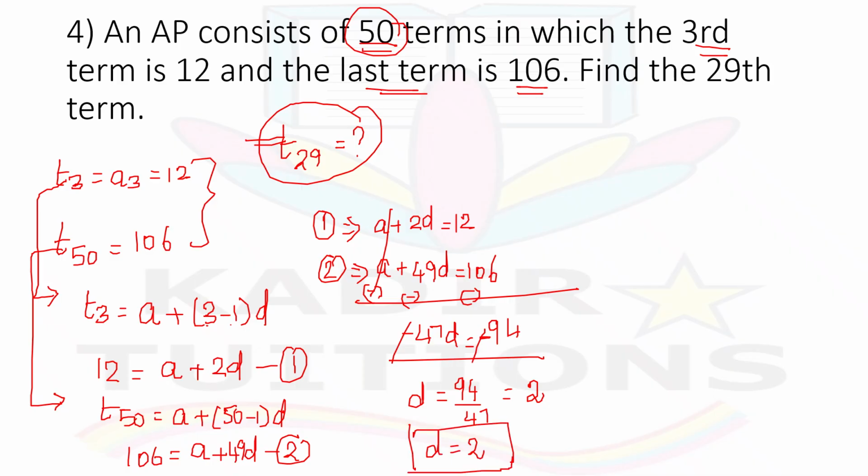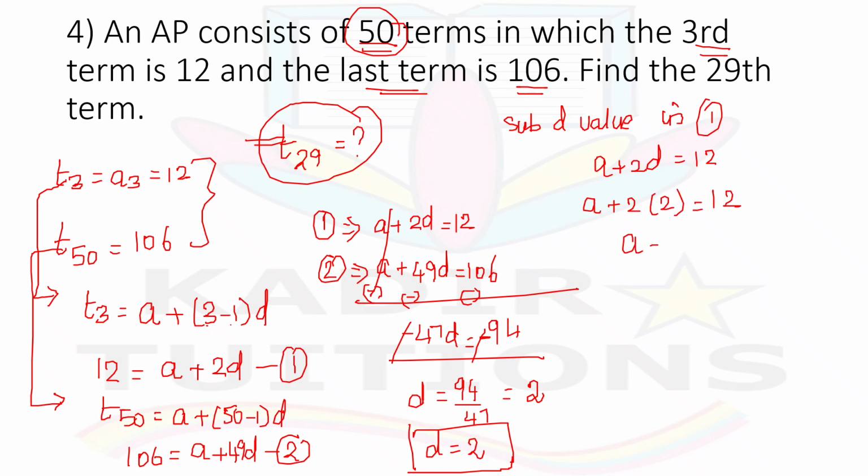So now using this value, we can substitute D value in equation 1. So what is our equation 1? A plus 2D equal to 12. In that A plus 2 into D value is 2, which is going to be 12. A equal to 12 minus 4, which is 8. So we got A value as 8 and D value as 2. This is what we found from the given terms, two terms.